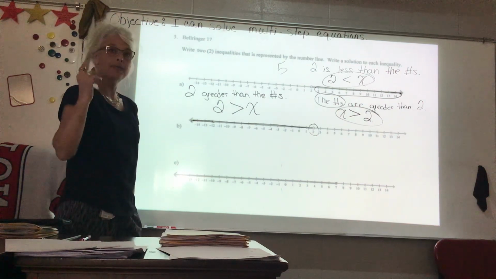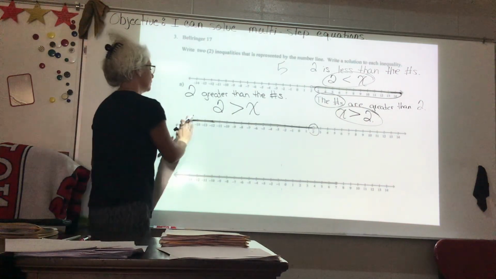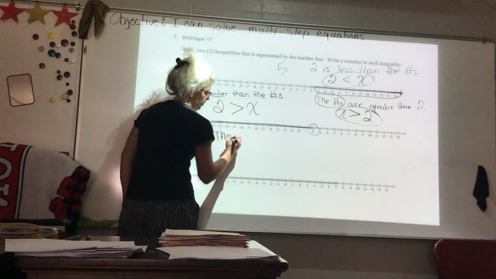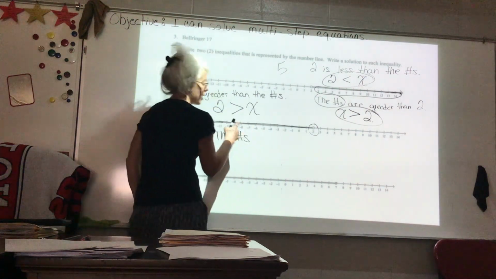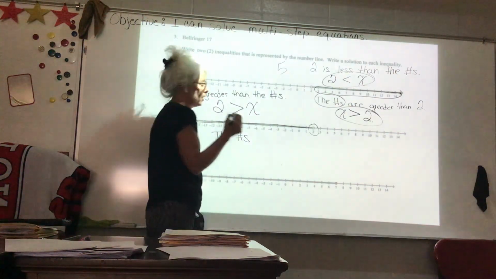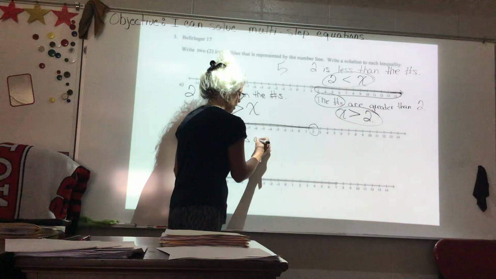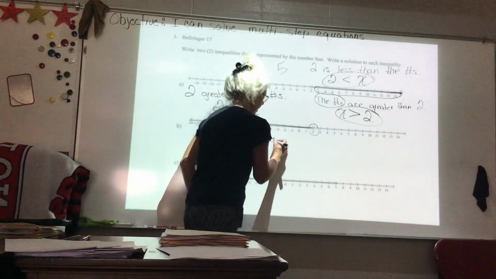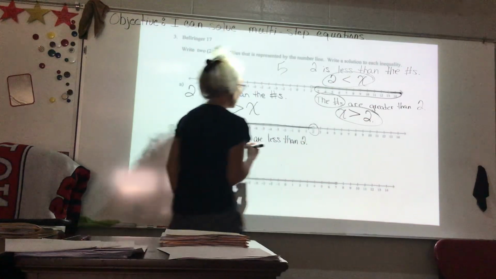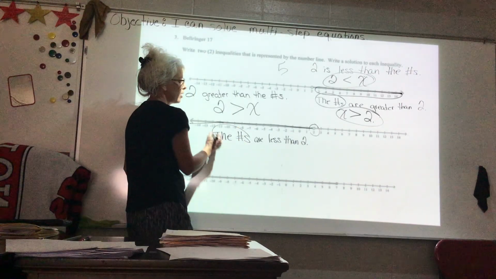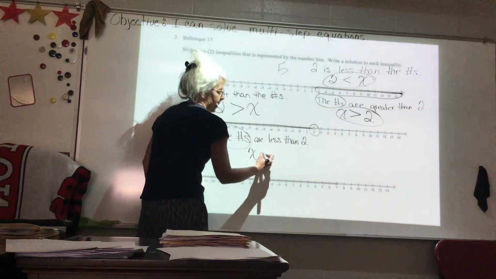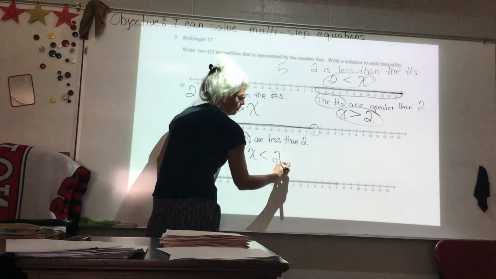Or we can do the flip side of the same coin. Can we say the numbers, the shaded numbers, are they less than 2 or greater than 2? So the numbers are less than 2. So my other inequality would start out with the variable less than, and then the 2.